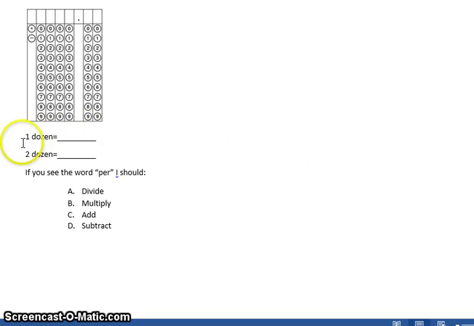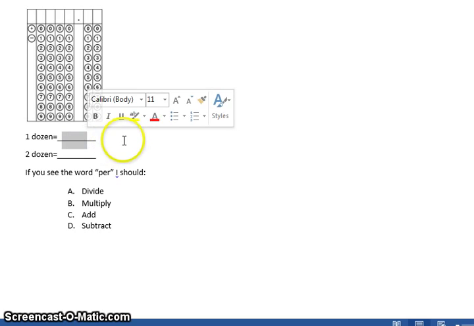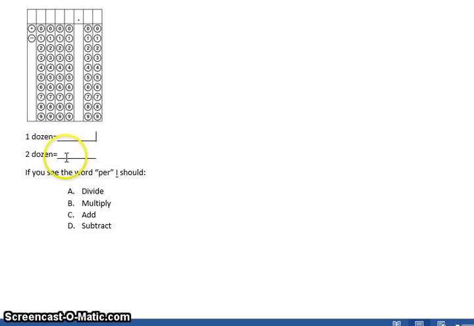Our next question asks, how many is 1 dozen? You want to put your number in right here. And followed by that, it says, how many is 2 dozen? And that number will go right here. Okay. Lastly, when you see the word per, what math concept should you apply? Is that going to be a divide, multiply, add, or subtract problem?